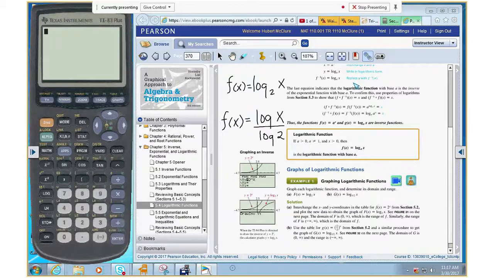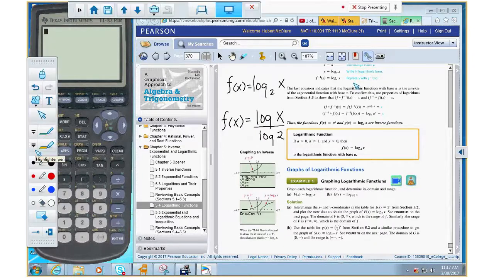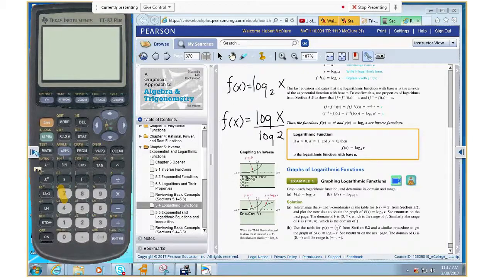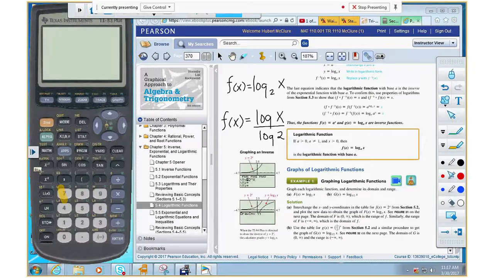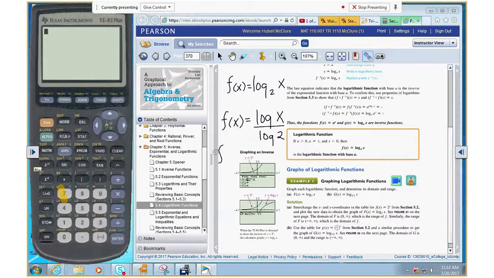Well, I'll do it right here. I forgot. Log. 0.301. So really, f of x is equal to the log of x over 0.301, right? Yeah, 0.301.